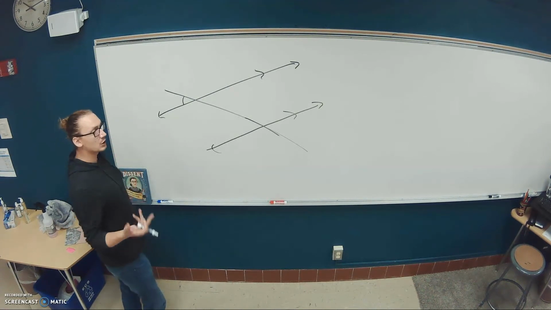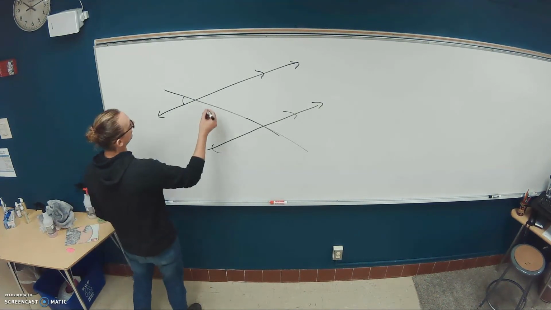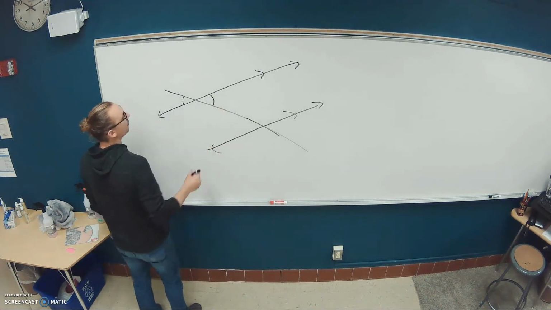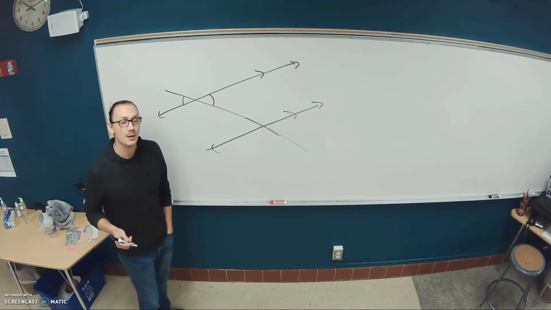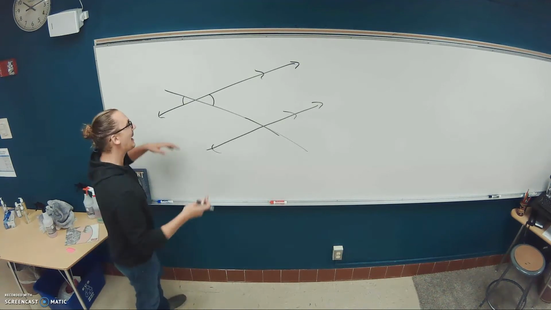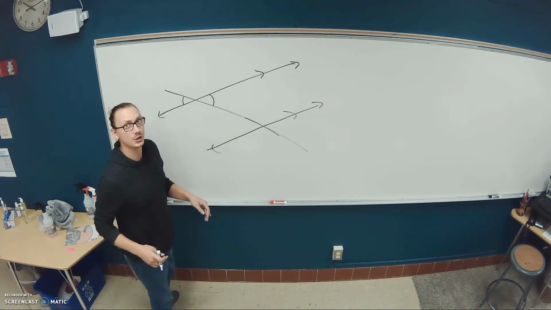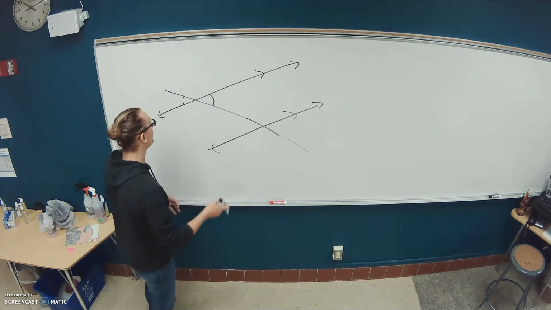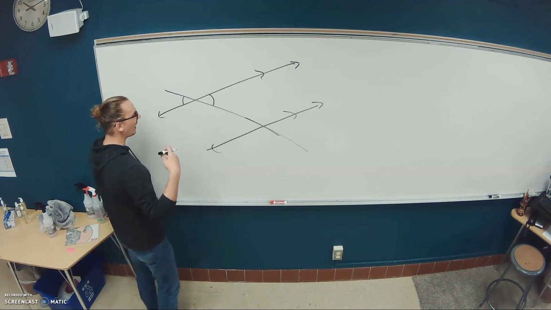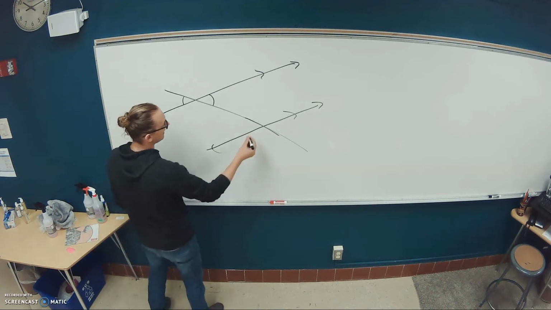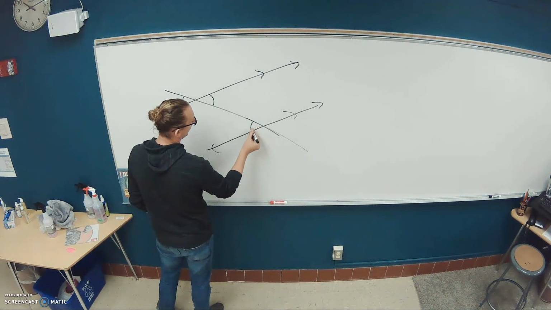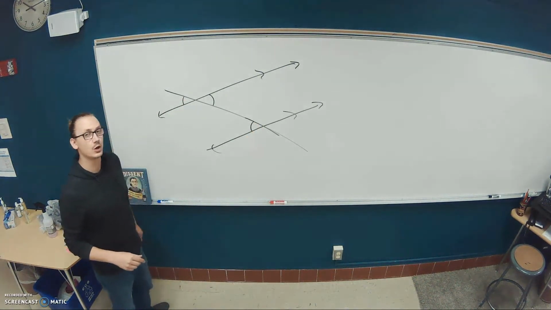Okay? The first one we know that is congruent is going to be this one right here. We know that those two are going to be congruent because they're vertical angles. Opposite sides of this linear intersection right here are going to be congruent to each other. So we know that this is congruent. Another angle that we know is this angle right here. We know that angle is congruent because they're corresponding.